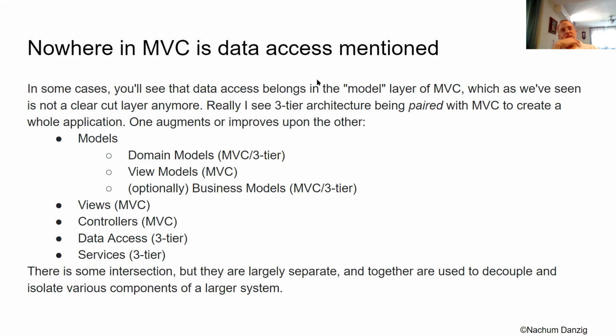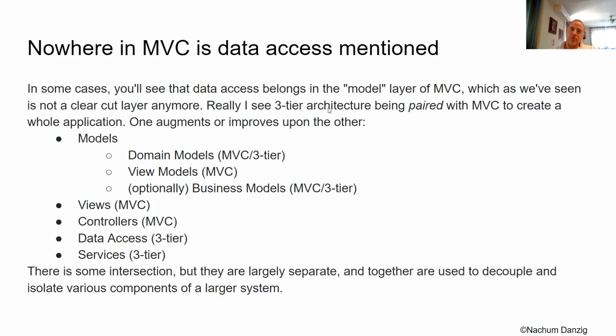Nowhere in MVC is data access mentioned. In other words, how exactly to access the data. In some cases, you'll see the data access belongs in the model layer. Well, that's what I was saying, which, as we've seen, is not a clear-cut layer anymore, right? Because it could be that there's this business layer. Really, I see three-tier architecture being paired with MVC to create a whole application. One augments or improves upon the other.